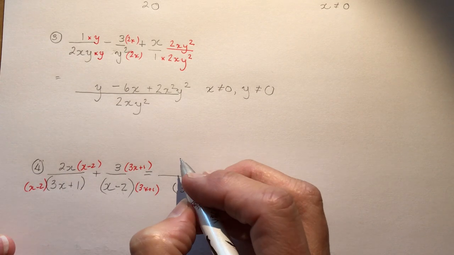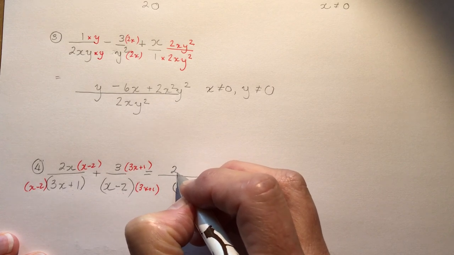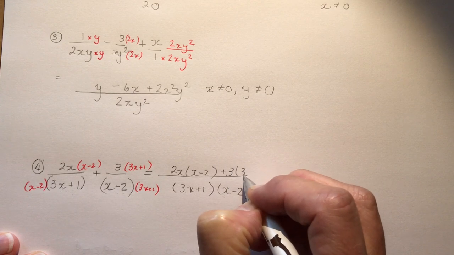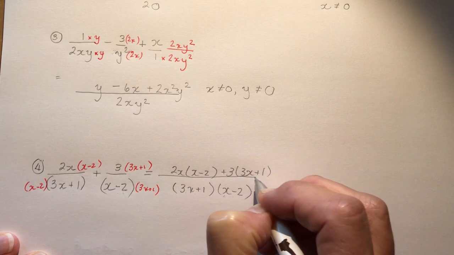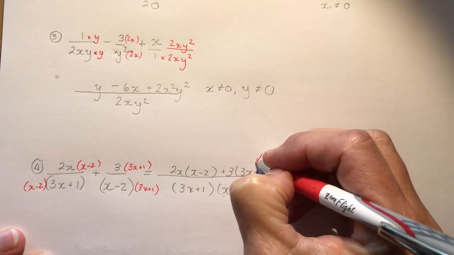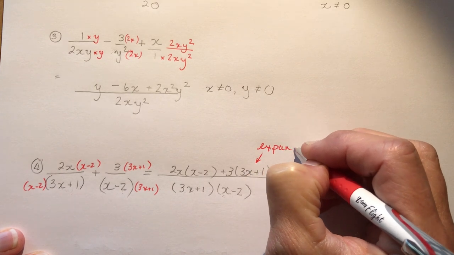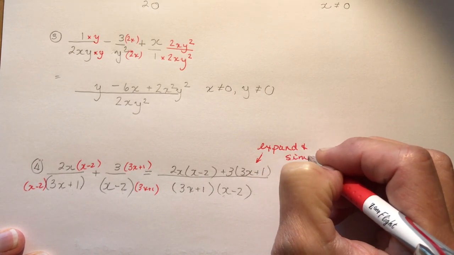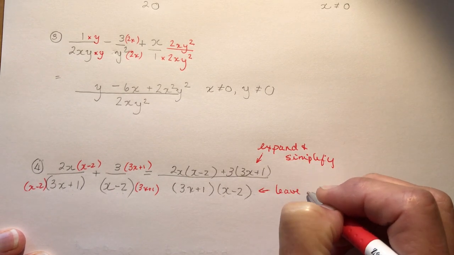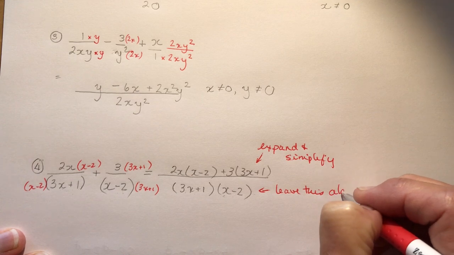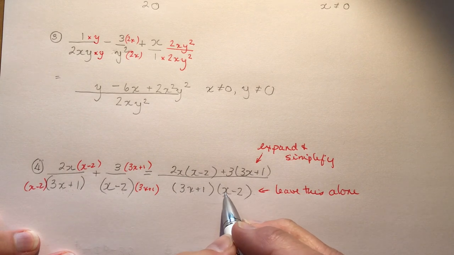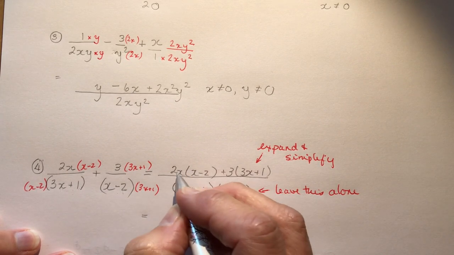So in the top here now, I'm going to write it out like this first and then expand it so you don't miss something along the way. 3x plus 1. So you need to expand and simplify the numerator. So that's what I'm going to do here. Expand and simplify. But I'm going to leave the denominator alone. Leave this alone. You know the little song? Can't touch this? Don't touch this. Okay? So I'm going to expand the top.